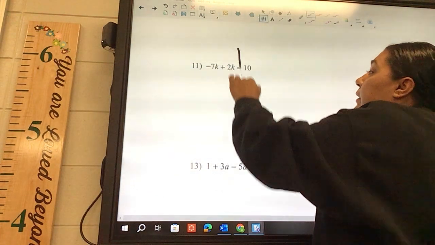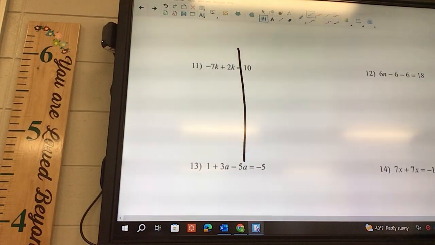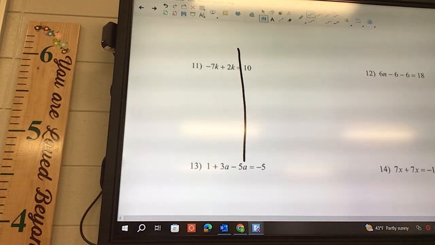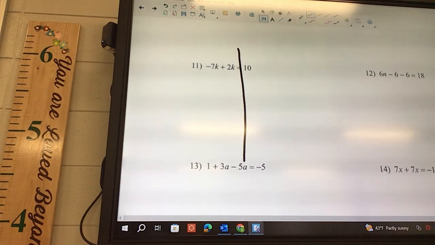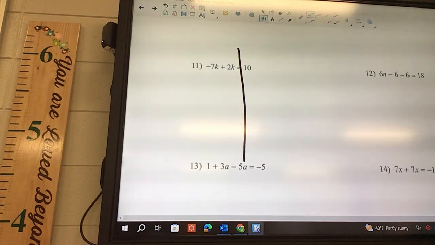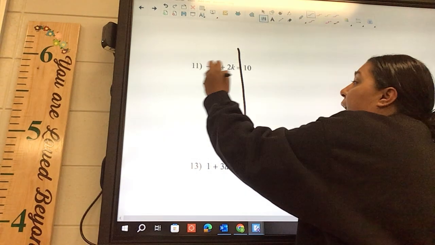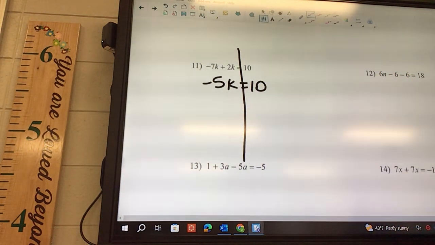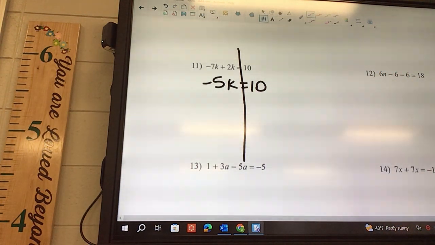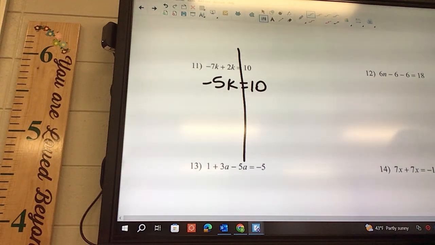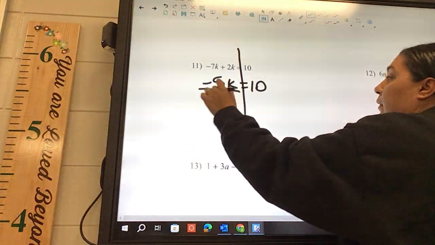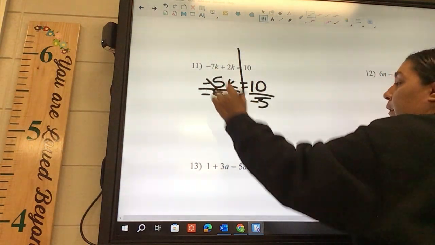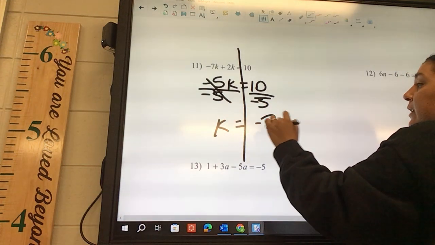Okay, 11. How many pieces are on the left? There's 2. Can they get combined or no? Yeah. Okay, so -7 plus 2 is going to be a -5k equals 10. Okay, and then we're going to divide by -5. So we're going to get k equals -2.